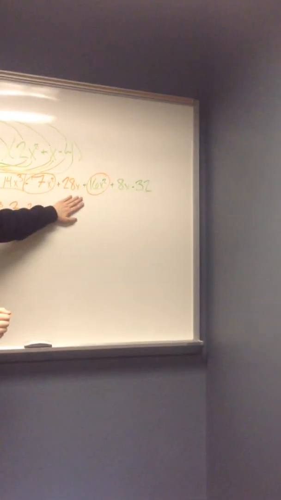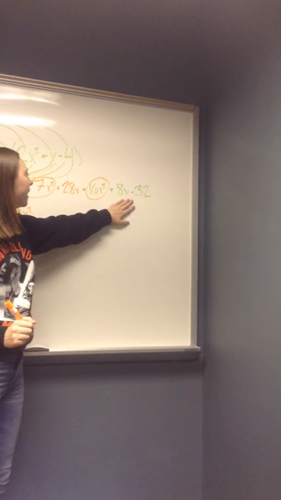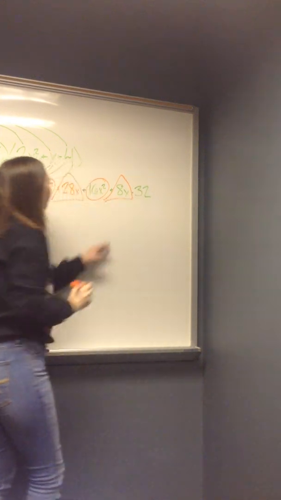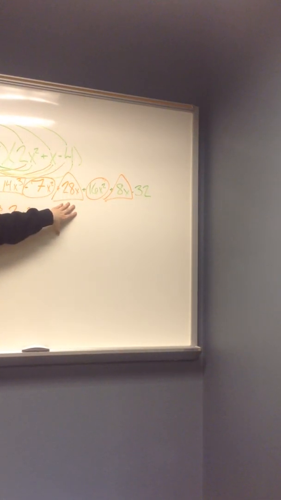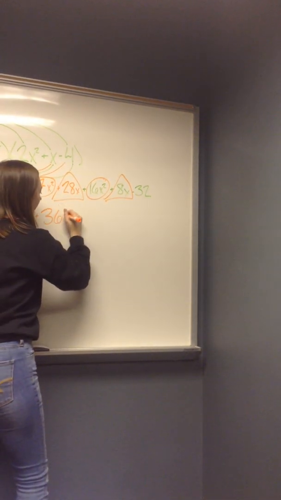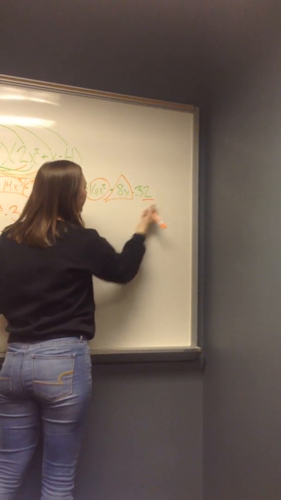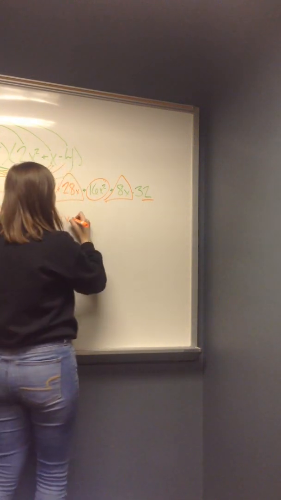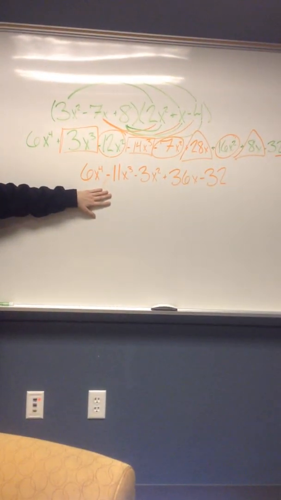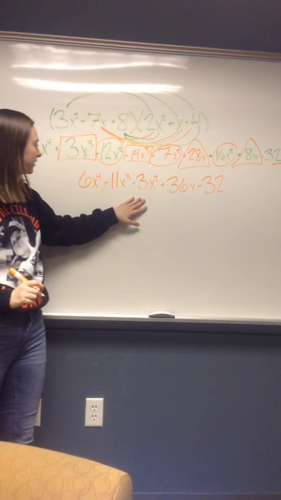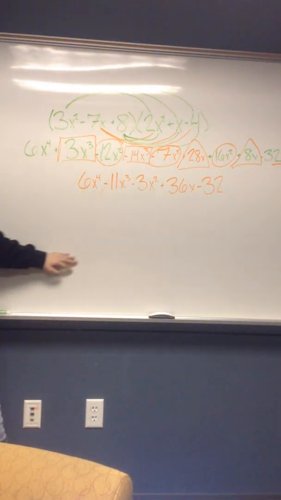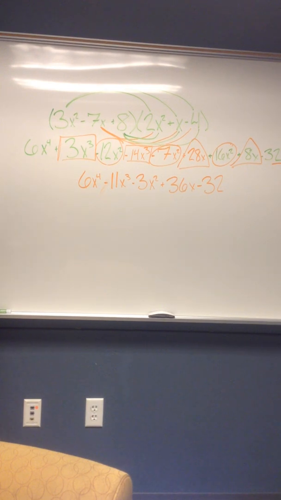Alright, so now we have our x's. So 28x plus 8x. We'll make these triangles. Alright, so if we add those together, we get? 36x. Perfect. And then this is the only one without a variable on it. So then we get our final answer, which is 6x to the 4th minus 11x to the 3rd minus 3x squared plus 36x minus 32. And that's how you can do it with the distributive property.